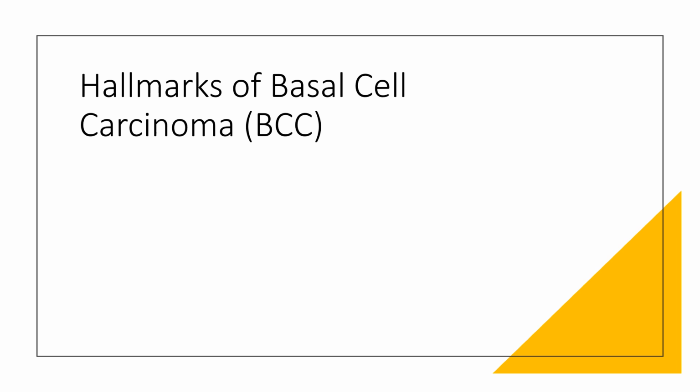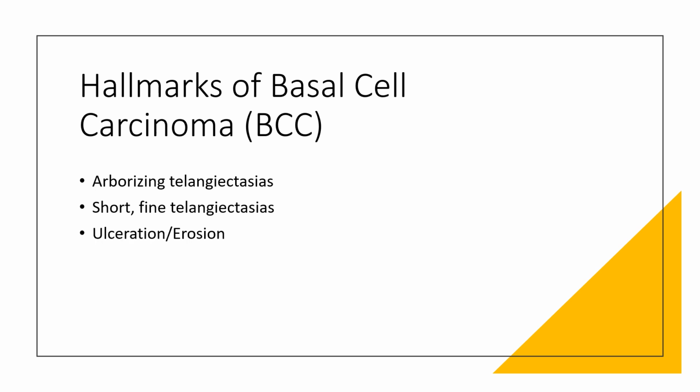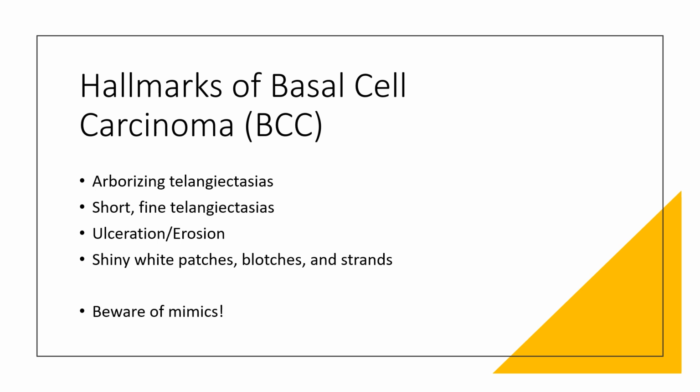Today we've covered the dermoscopic hallmarks of BCCs, including vessel patterns such as arborizing telangiectases and the short fine telangiectases that are characteristic of superficial BCCs. We also looked at ulceration and erosion, and shiny white patches, blotches, and strands. And just a reminder to always beware of mimics.